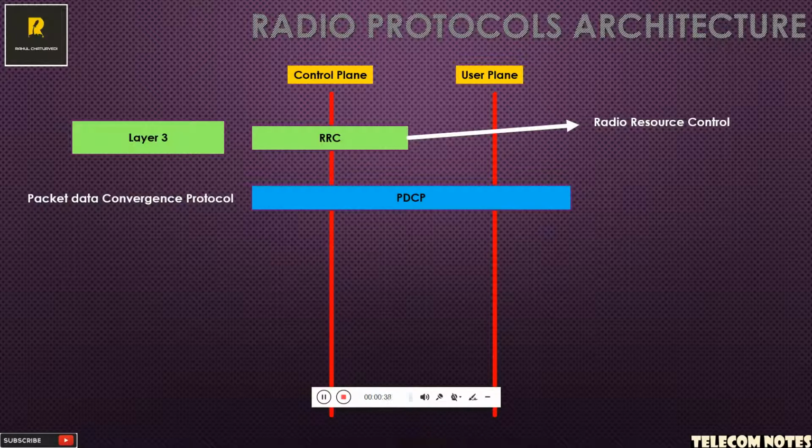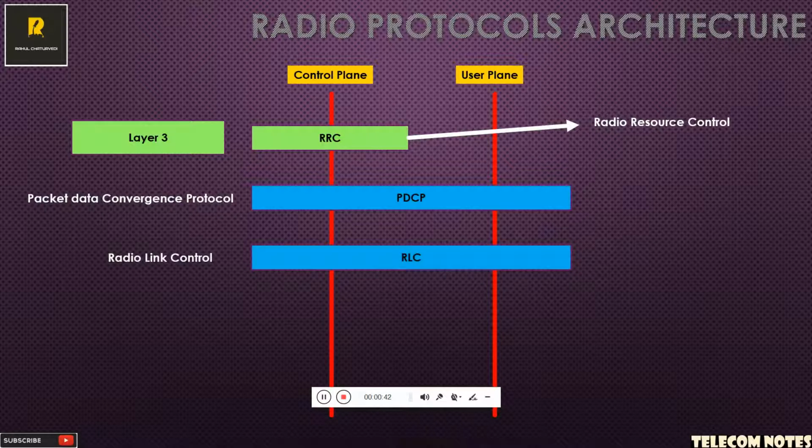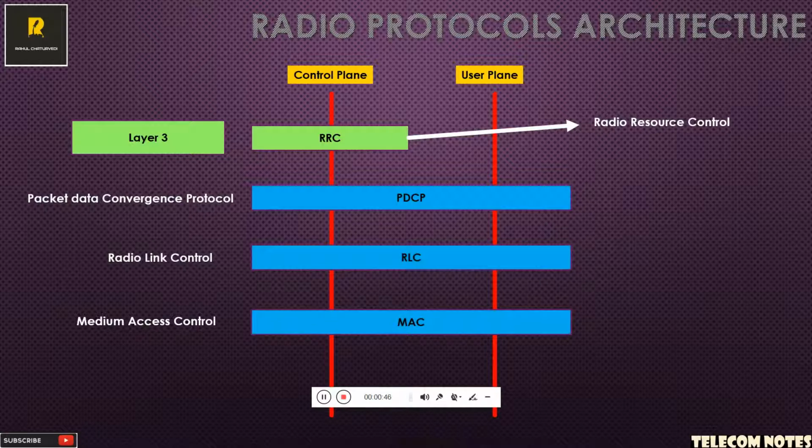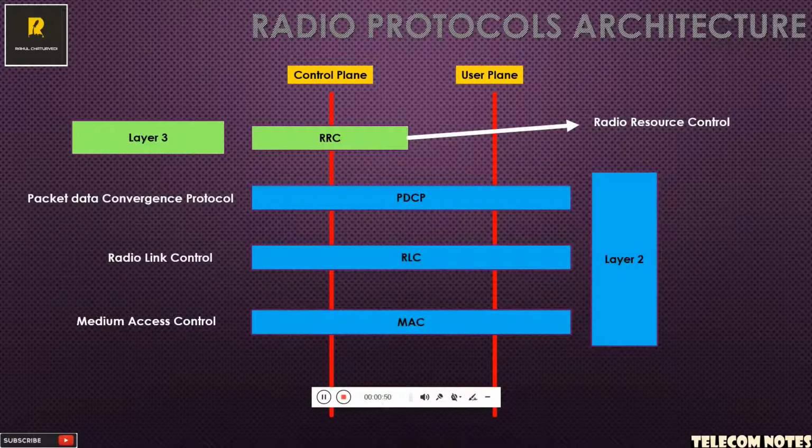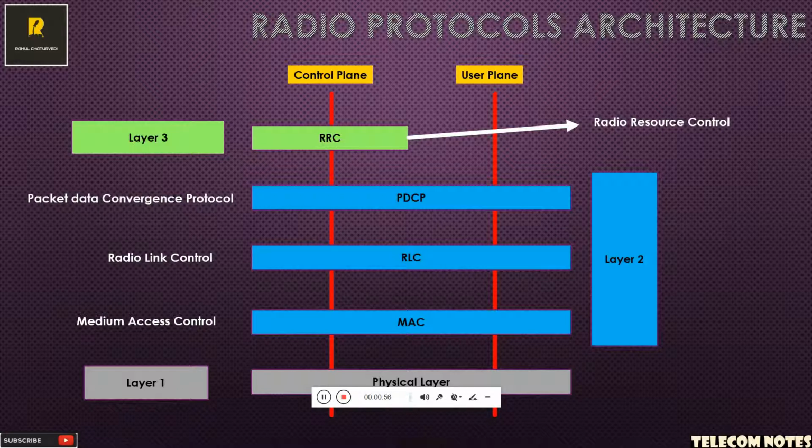After that we have the PDCP layer, packet data convergence protocol, then RLC, radio link control, and medium access control, MAC. These three make up layer 2. And after that we have the physical layer at the end, that is layer 1.